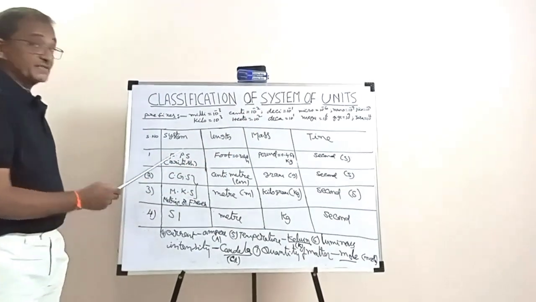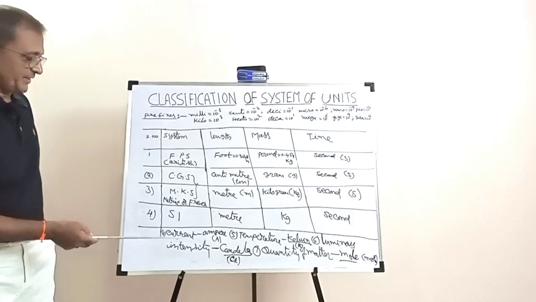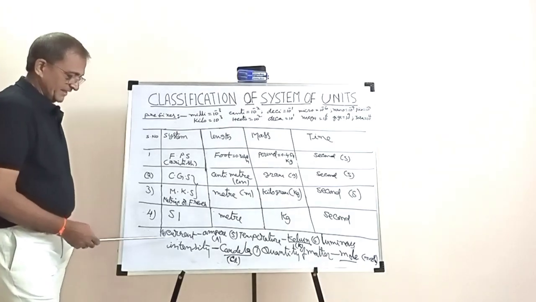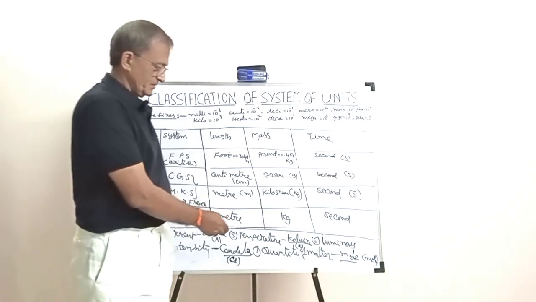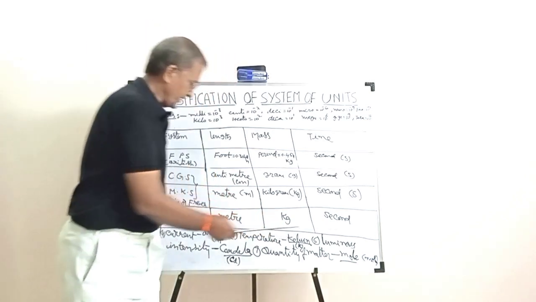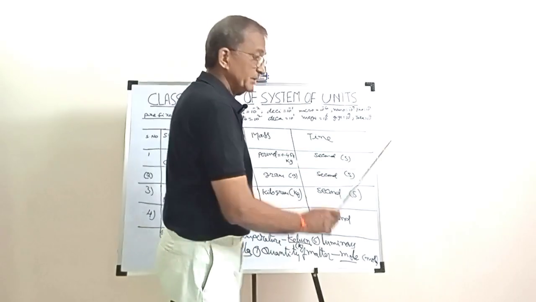But in SI system there are 7 fundamental quantities. That is why the remaining 4 quantities are measured like this: current in ampere, temperature in Kelvin, luminous intensity in candela, and quantity of matter in mole.